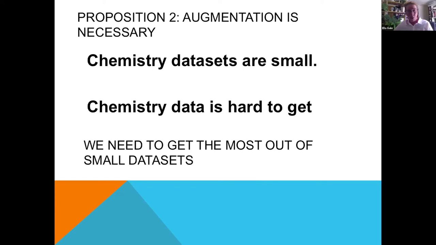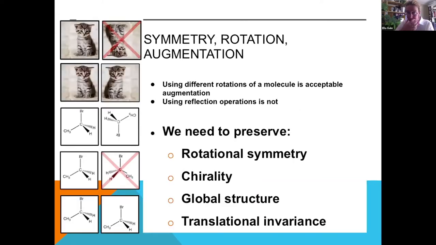And the other thing is, if you're working in your lab, you'll likely only have a small data set because you have all of the things that have been run by your group in the last however many years. So we really need to get the most out of these small data sets. So how do we do that?